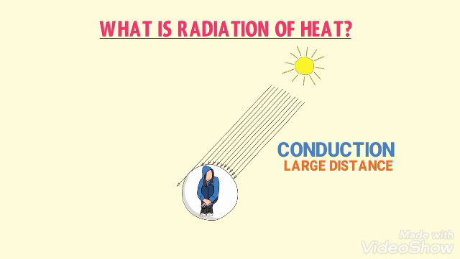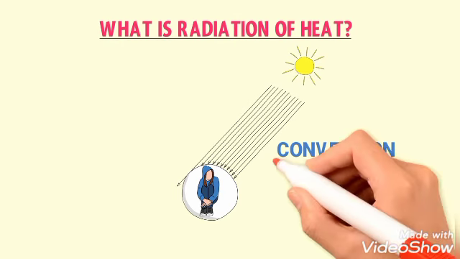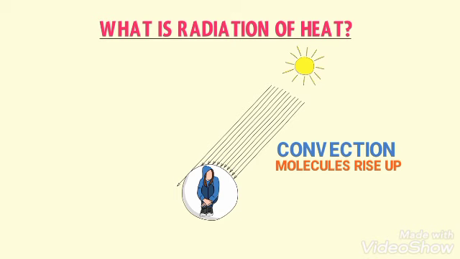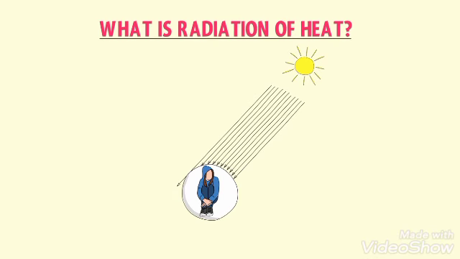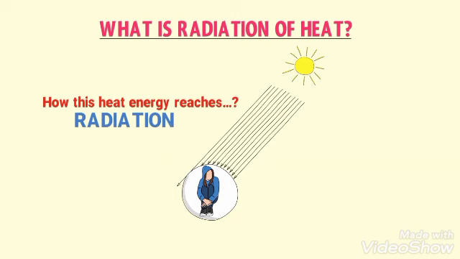Secondly, does the heat energy of the sun reach you by the process of convection of heat? The answer is again absolutely no, because when the air absorbs heat energy, the molecules of air rise up. Secondly, there is vacuum or space between the sun and the earth. Hence, the heat energy of the sun doesn't reach you by the process of convection. Then how does this heat energy of the sun reach you? Well, it reaches you by the process of radiation. So the heat energy of the sun is transferred by the process of radiation.